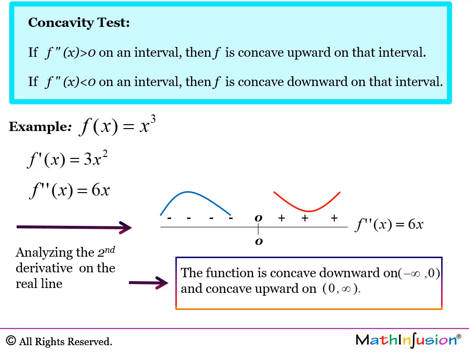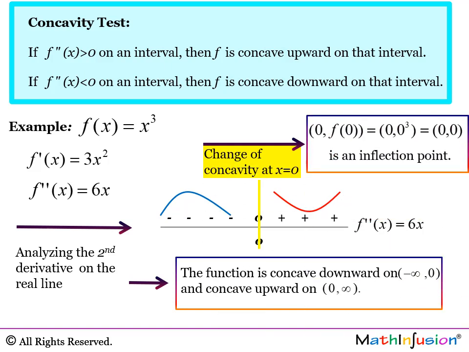We conclude that the function is concave downward on negative infinity to 0 and concave upward on the interval 0 to infinity. Even more, if you remember the definition of the inflection point, you can see that at x equals 0 there is a change in concavity. So we can figure that the point (0, f(0)), which is (0, 0), is an inflection point. Make sure that an inflection point is a whole point. It's an x and y coordinate.